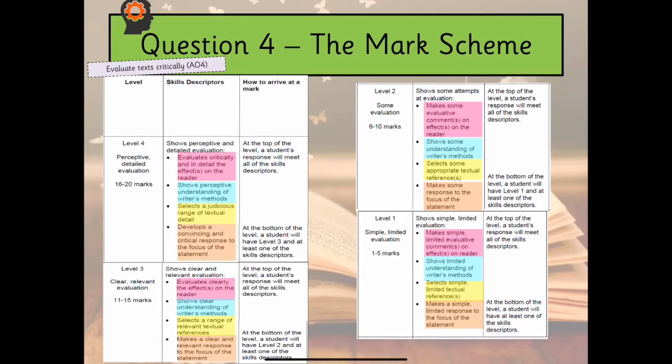And then the new skill that is introduced here as part of AO4 is responding to the focus statement. So that statement made by the reader, or that statement made by the student who read the text, that this section of the text made the character feel uneasy. You need to demonstrate that you are responding to that and saying to what extent you agree with that statement. And once again, you can see that it's the same skill in each level. It's just the difference between simple, some, clear, and then you've got convincing and perceptive and critical.